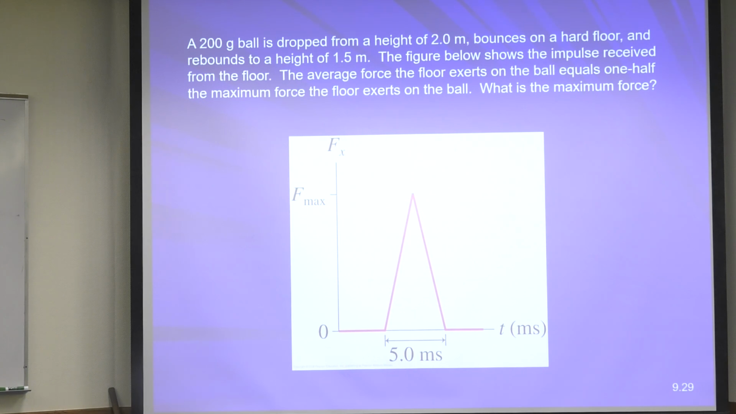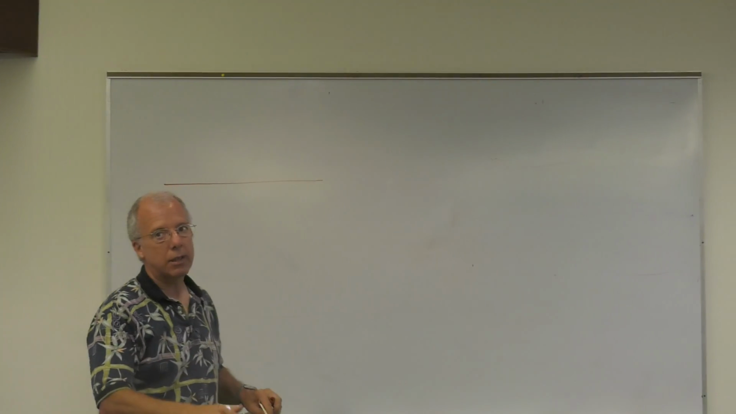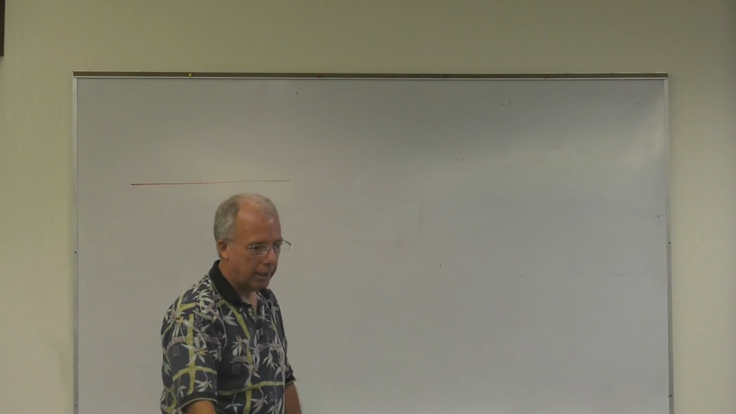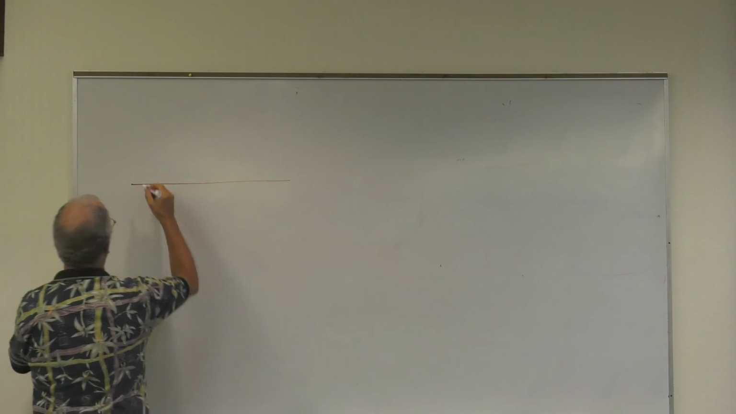Okay, so here you go, right? This is kind of similar to the one that we did a while ago. So all right, let's do it. Pictorial representation. How many points do we need? Just like the last time, 4, right? Up here when it's dropped, right before it hits the floor, right after it hits the floor, and then when it bounces back.